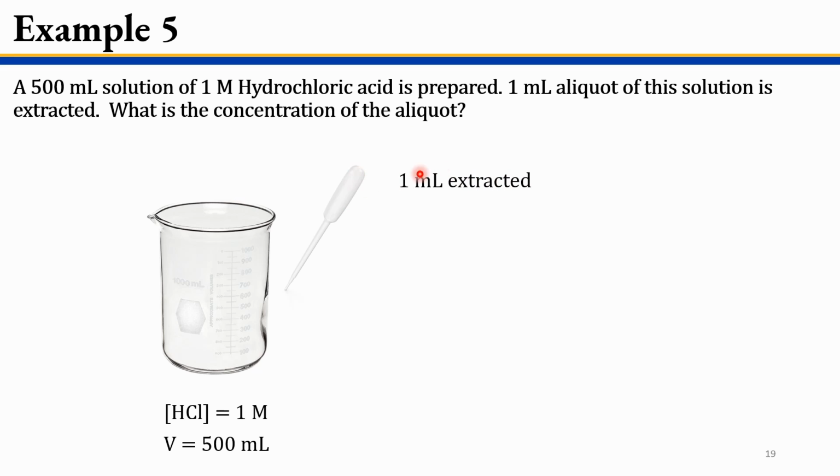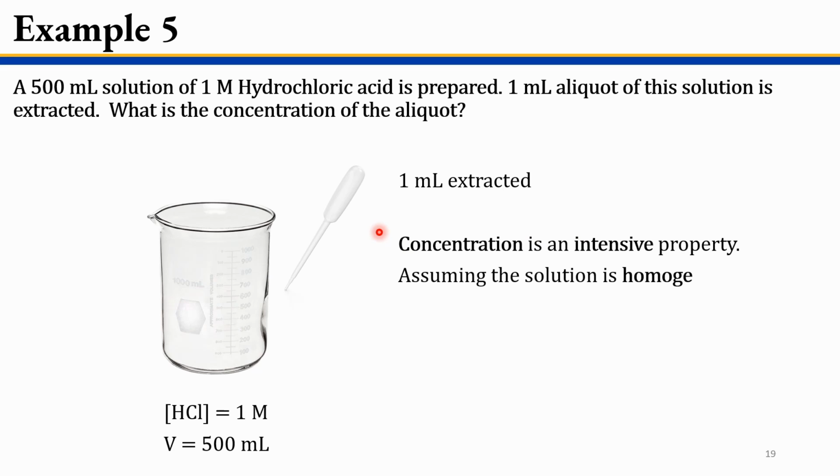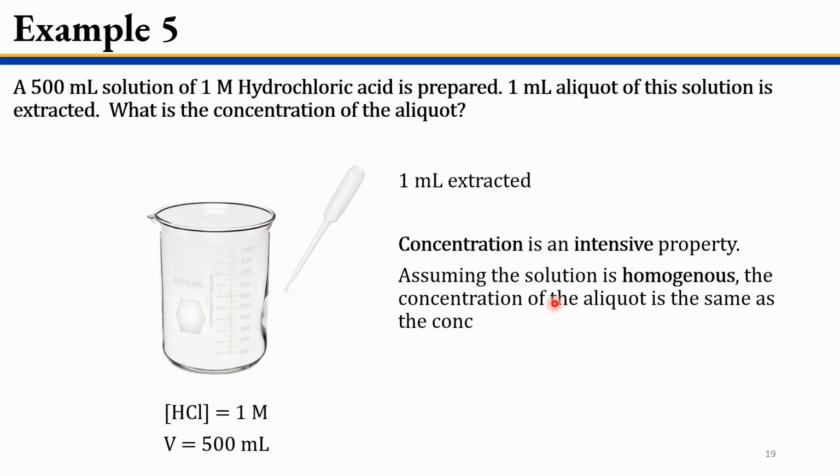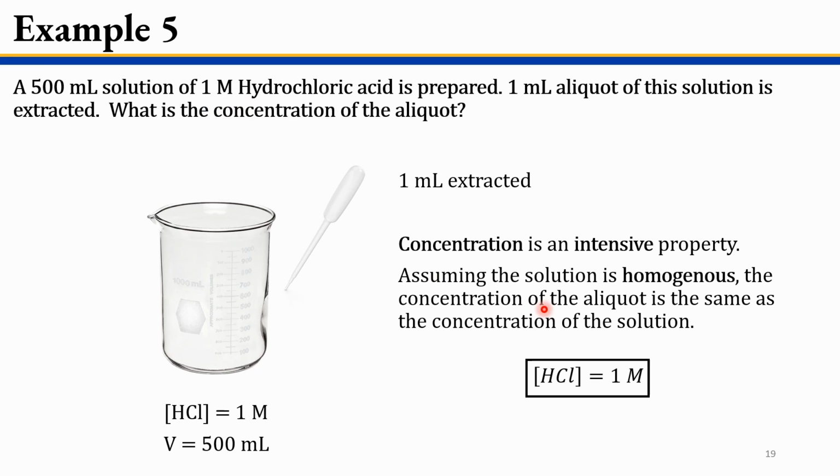That's our aliquot. The concentration is an intensive property, meaning that the concentration in the entire solution should be the same, right? And it's homogeneous. So assuming the solution is homogeneous, the concentration of the aliquot is the same as the concentration of the solution. There's no reason that the concentration we extracted is going to be any different than the concentration of the solution. Therefore, the concentration is the same, 1 molar hydrochloric acid.